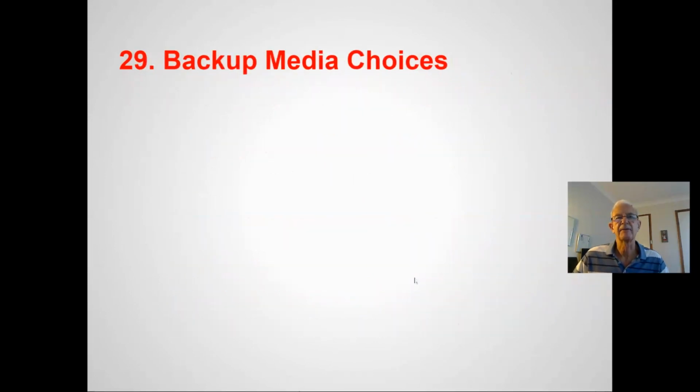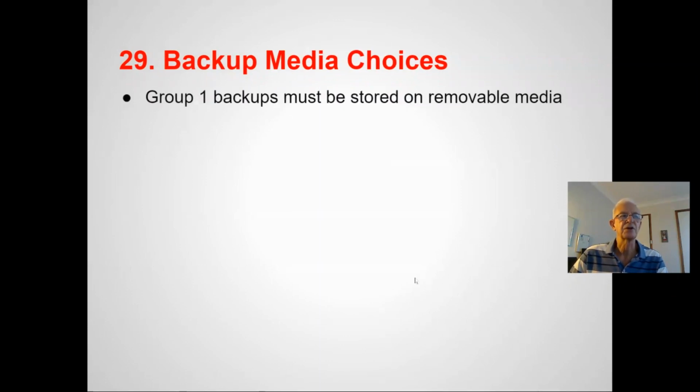So what are the backup media choices? Like, what do you store these copies on? There is a number of choices you can do. The group one backups must be stored on removable drive. There's no point in storing it in another part of the machine, for the reasons that if the machine was stolen, lost, or destroyed in fire, it's pointless doing that. So your data, the group one stuff, must be stored on removable media that you can store elsewhere.